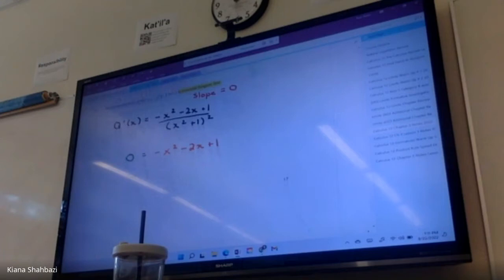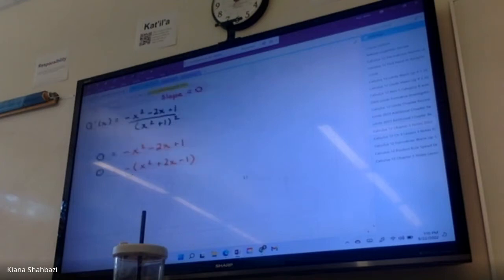Some students want to factor out the minus sign, which is totally fine. Then how do I factor this quadratic here? Yeah, I don't think we can, right? All right, so what do we do in this case, class? The quadratic formula. We're going to use the quadratic formula, so we can't factor that.